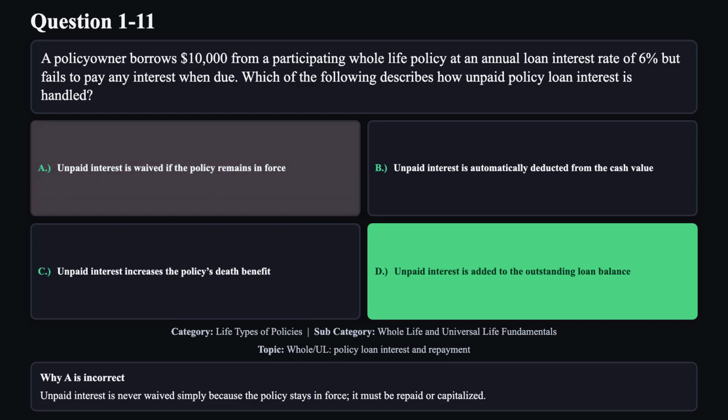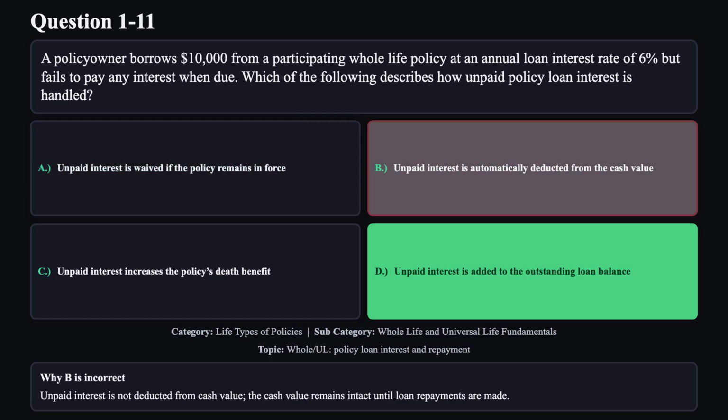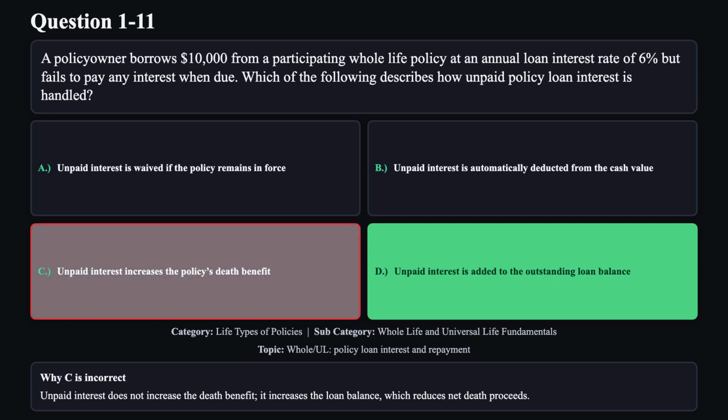Reason A is not correct. Unpaid interest is never waived simply because the policy stays in force. It must be repaid or capitalized. Reason B is not correct. Unpaid interest is not deducted from cash value. The cash value remains intact until loan repayments are made. Reason C is not correct. Unpaid interest does not increase the death benefit. It increases the loan balance, which reduces net death proceeds.